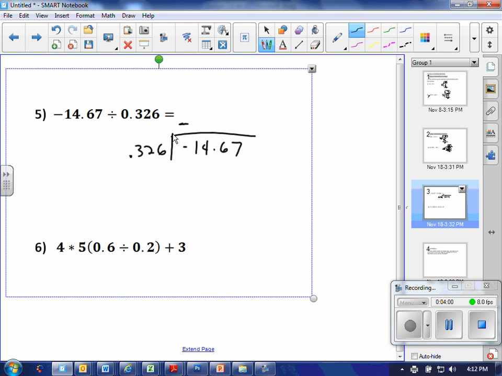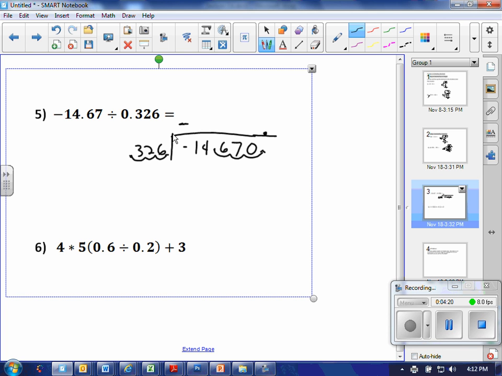Can't have a decimal in the divisor, so I've got to move it 1, 2, 3 to the right. So I've got to move this 3 to the right. 1, 2, 3. Now, if that's the case, I'm still going to raise the roof from there, and I'm going to fill that bucket with a 0. Now, 326.